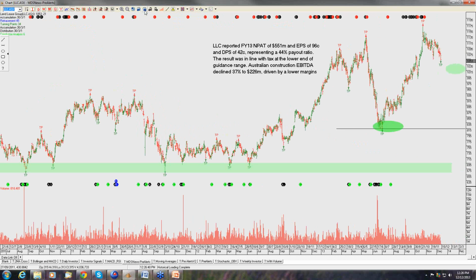Lendlease down at around 10.50. The stock starts to look okay value, trading at around a 5% dividend yield and about 10.5 times forward earnings. This will be an interesting stock to have a look at the earnings result out in February.